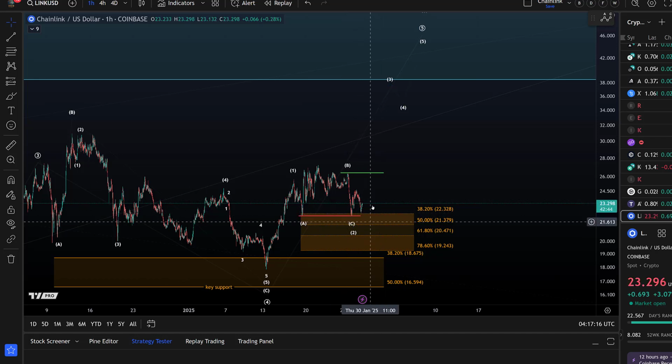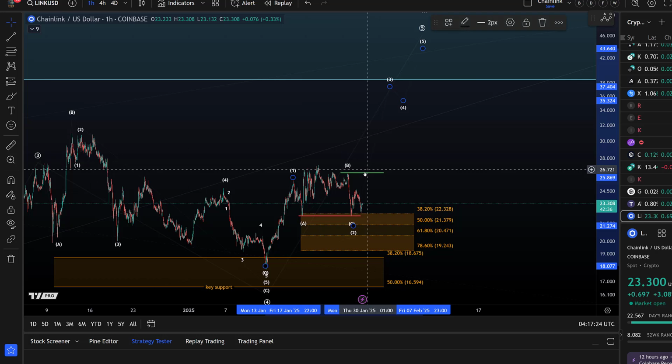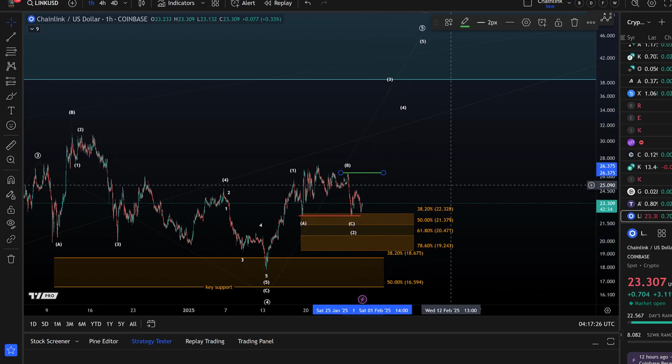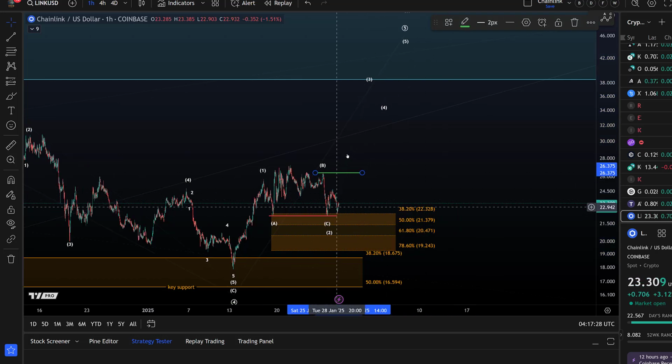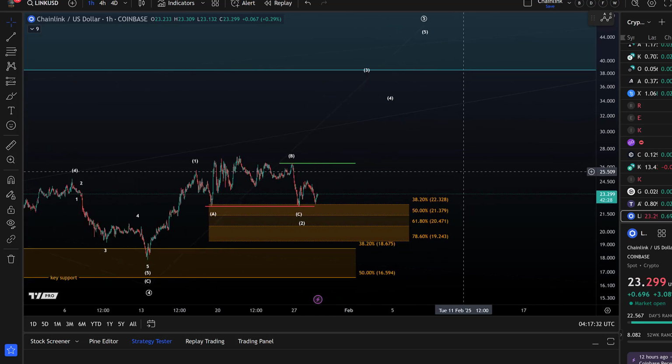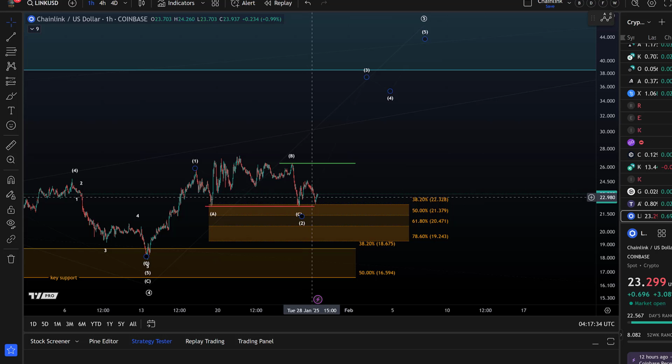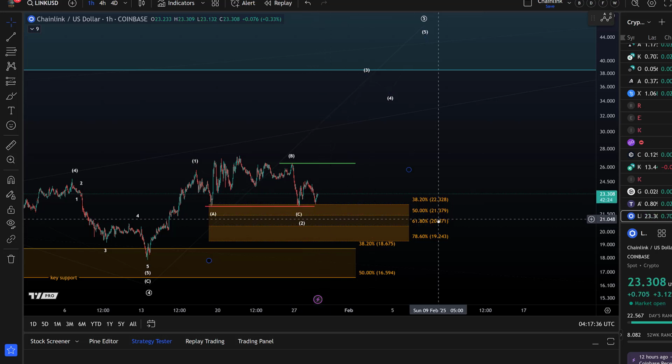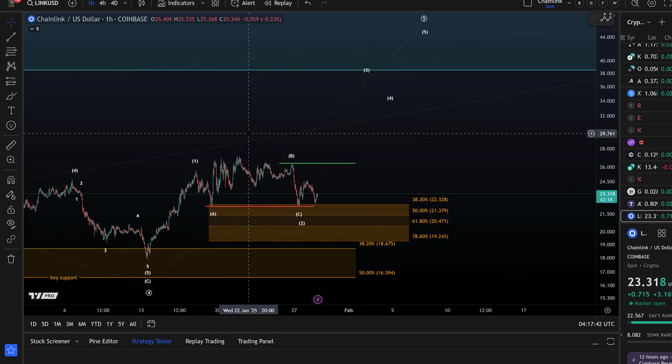Could the price have bottomed already? Has the low already formed in wave 2? We can really only say when the price breaks above the green line, which is located here at around $26.37. So this is a confirmation that's outstanding. Until that happens, caution is warranted and the risk for one more low remains. Then it could find support at $21.37 or $20.47.